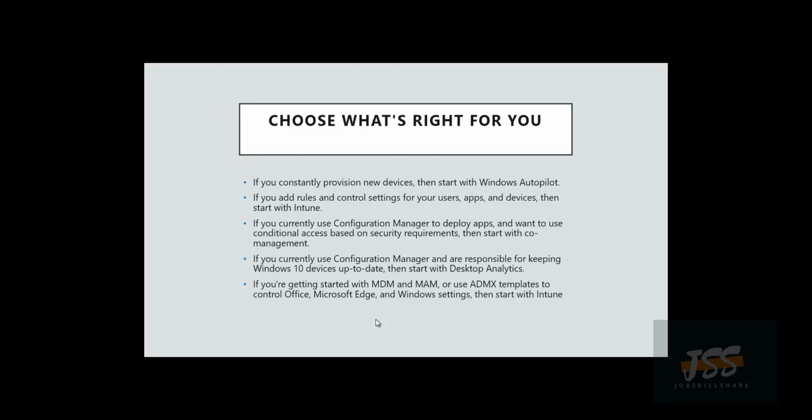So on that date, in this year, this is the updated version of this information. But if it has been updated or changed, you can go on Microsoft Docs and easily find out what's new. You need to take an informed decision. If you're constantly provisioning new devices, then Windows Autopilot is the best solution. Or if you add rules and control settings for user devices, then you need Intune, which provides a whole platform, a whole dashboard where you can easily implement things, restrict things, and add restrictions to the users.